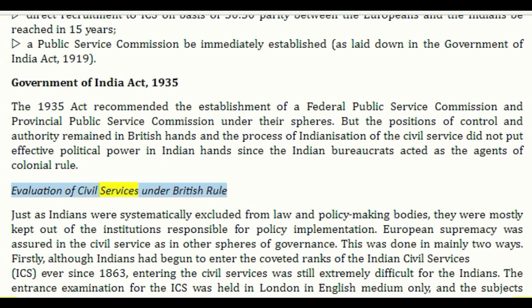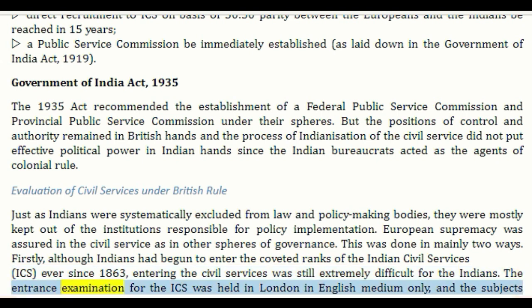Evaluation of civil services under British rule. Just as Indians were systematically excluded from law and policy-making bodies, they were mostly kept out of the institutions responsible for policy implementation. European supremacy was assured in the civil service as in other spheres of governance. This was done in mainly two ways. Firstly, although Indians had begun to enter the coveted ranks of the Indian civil services, ICS, ever since 1863, entering the civil services was still extremely difficult for the Indians.